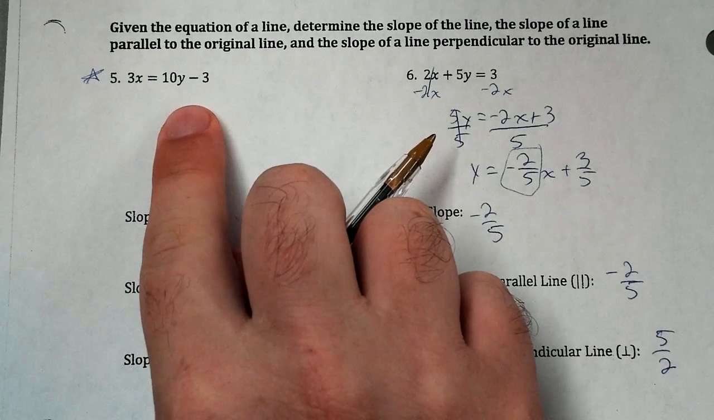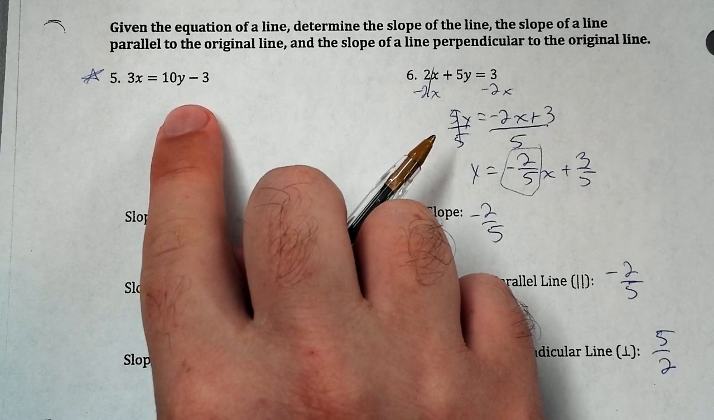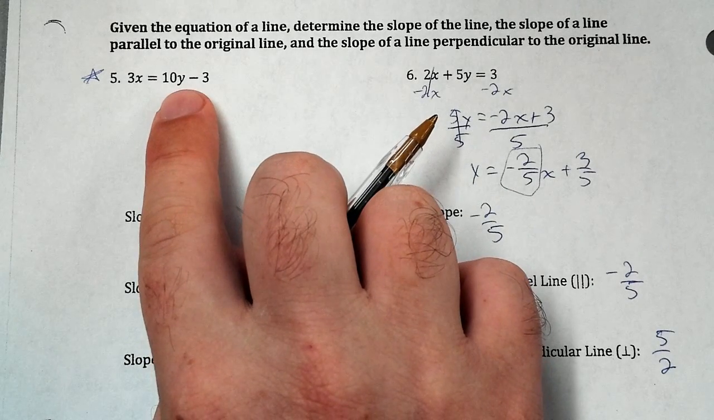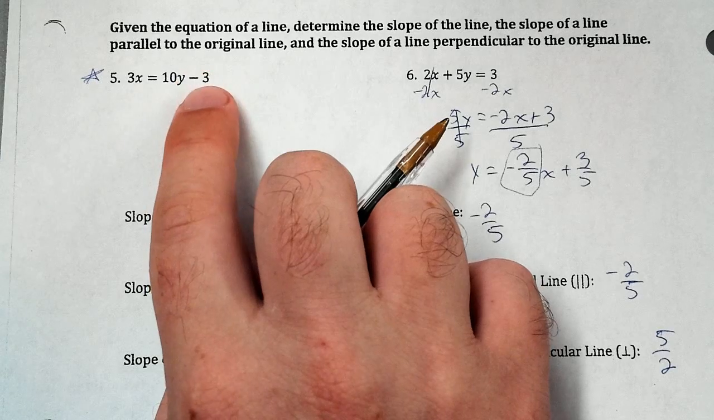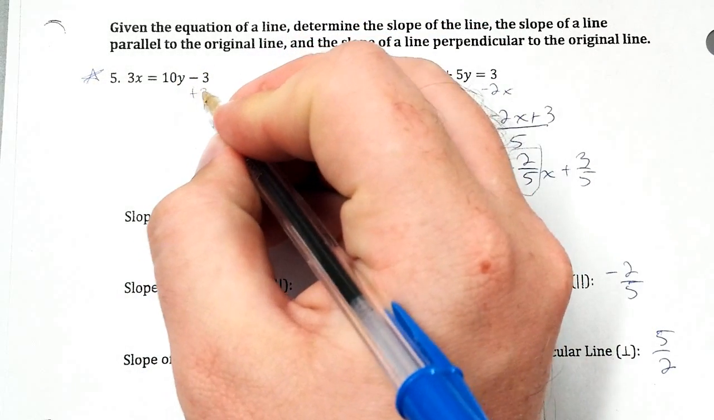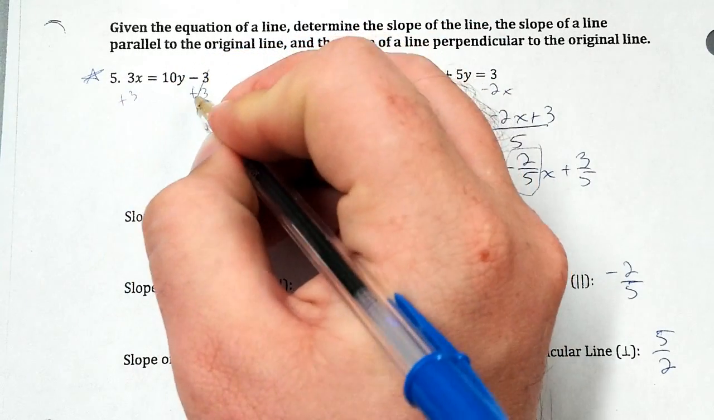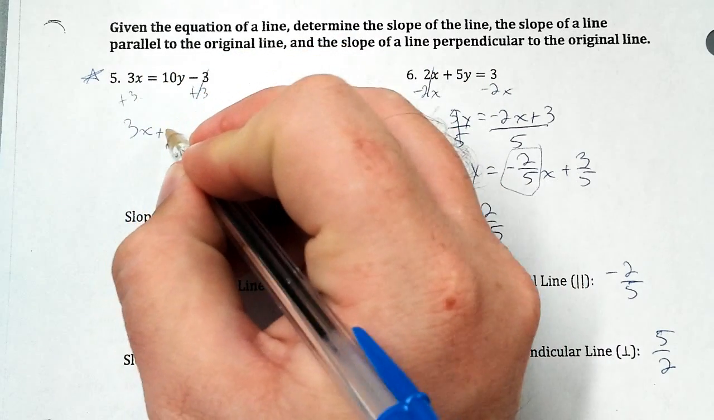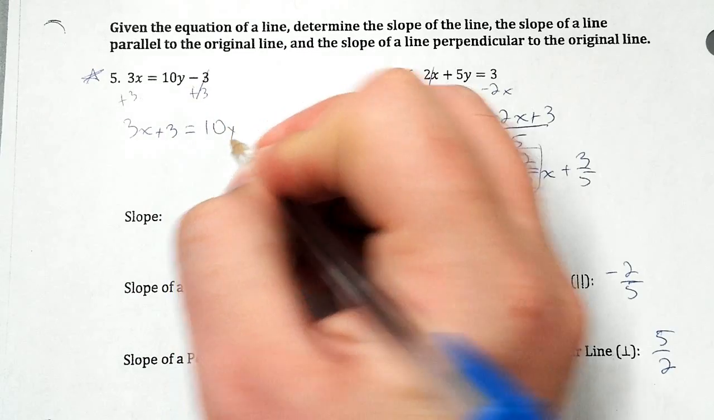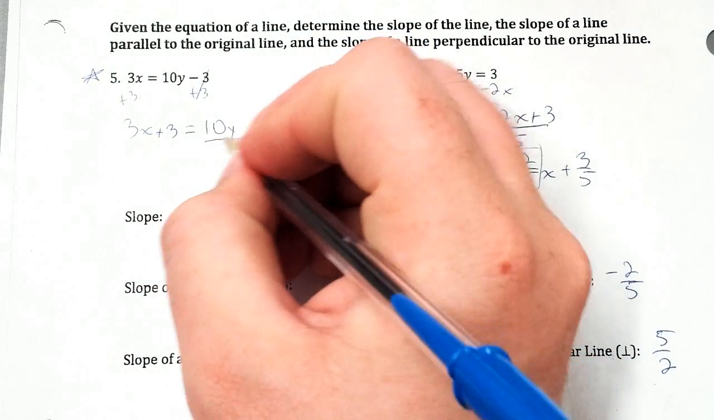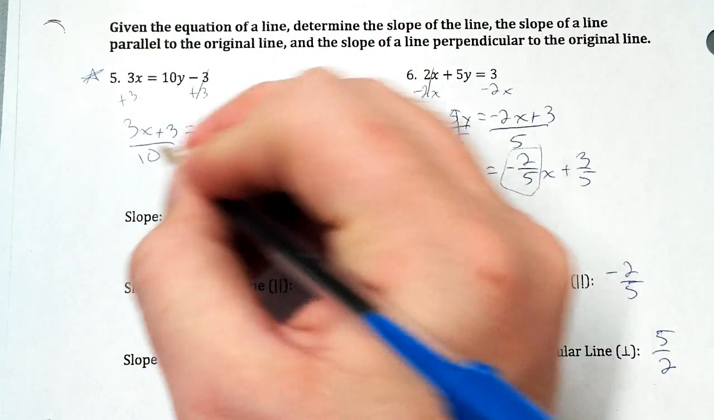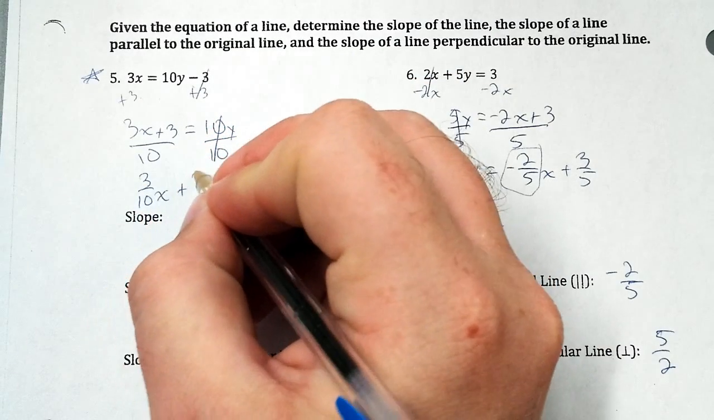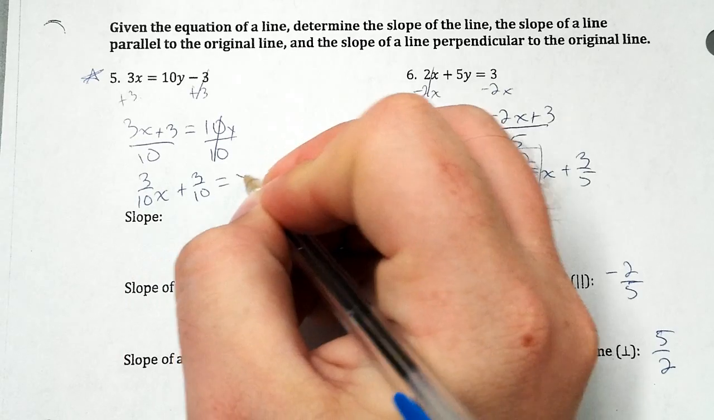Now, on this one, I put a star next to it because this is not in standard form. Standard form would be ax plus by equals c. But we have y almost by itself. We need to move this number over there. So add 3. Remember, you cannot combine a regular number with an x. So we get 3x plus 3 over here equals 10y. And now we divide by y. So we get 3 over 10x plus 3 over 10 equals y.